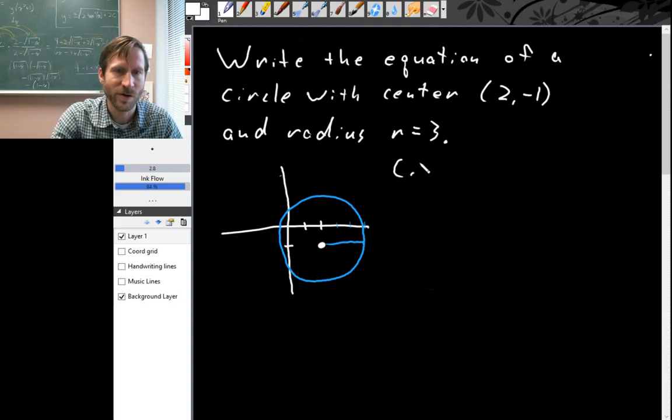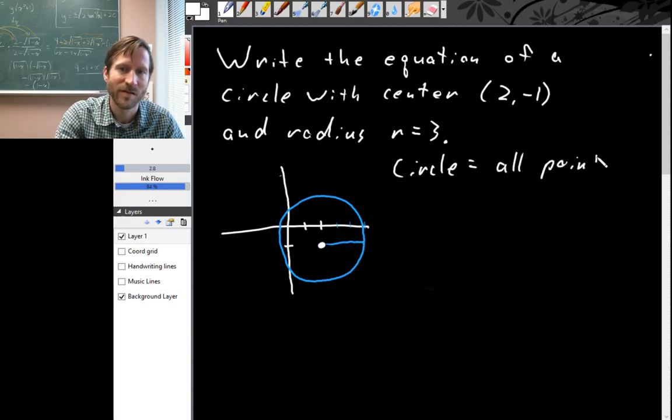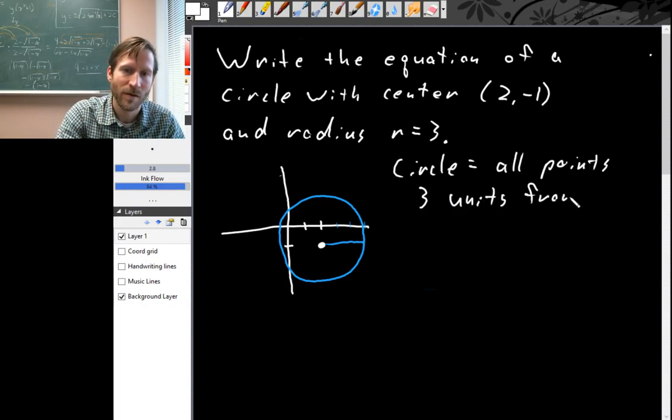So the circle that we're talking about is all points 3 units from the center point (2, -1). So we need to somehow write an equation for this. Well, how do you do that?